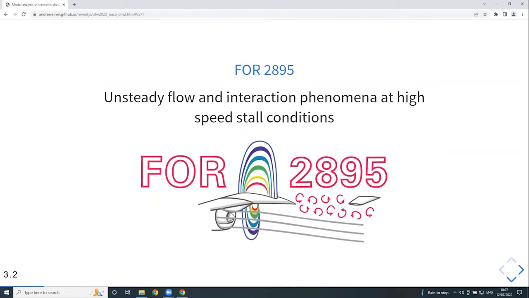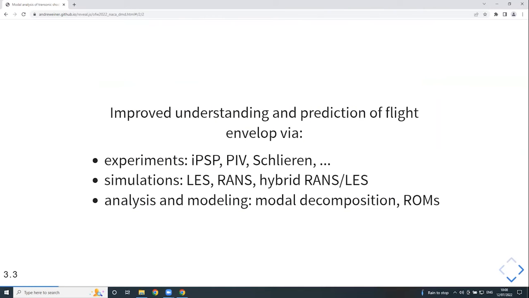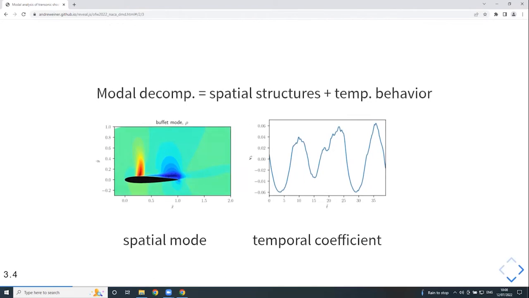And I'm investigating this kind of phenomenon together with other researchers in a project, FOR 2895. If you follow the link on top of the slide, you can find more information. This project does not only involve numerical simulations, but also a bunch of different experimental facilities like IPSP recordings, PIV, Schlieren, and I'm the modeling guy basically. So everything that I'm going to tell you about today works for CFD, but it also works for PIV and Schlieren data and whatever you have.